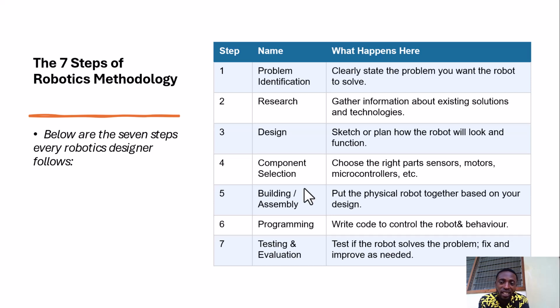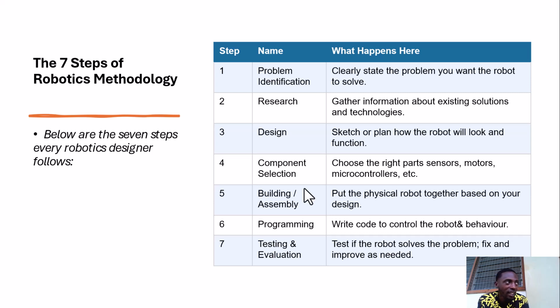You need to gather information about the existing solutions and technologies. What does it mean by existing solutions? They are the information that you need, and the information that already exists. So you need to find out all that research. You need to do inquiries. You need to do research so that you are able to perform very well. Then we talk about design. Design is like a sketch or a plan of how the robot will look and function. That is design. It gives instructions for the robot to function.